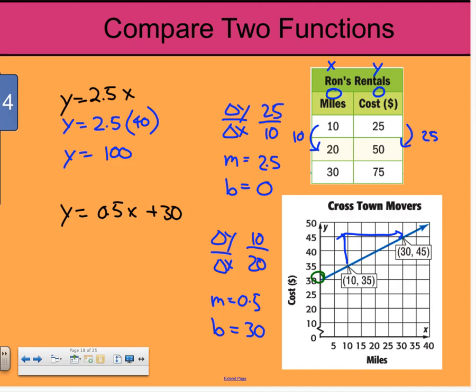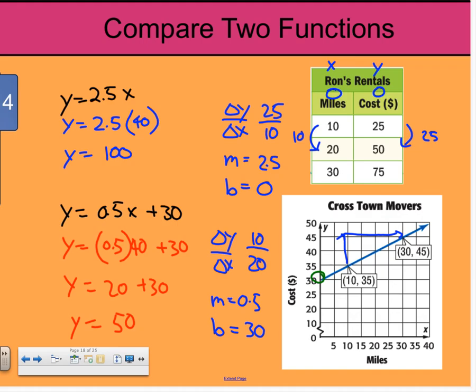Now let's figure out how much it would be to use Crosstown Movers. I'm going to do the same thing. I'm going to substitute 40 in for x, and then add 30. Well, 40 times a half would be 20, and then 20 plus 30 equals 50. So it looks as though using Crosstown Movers in this case would be significantly cheaper, only $50.